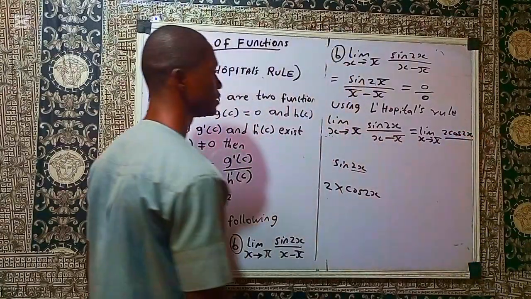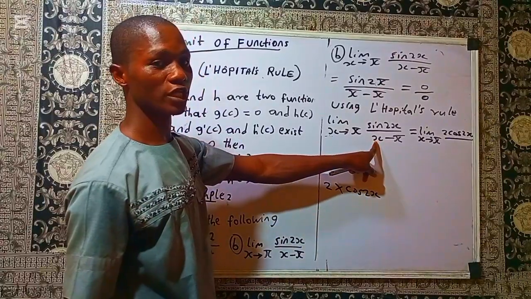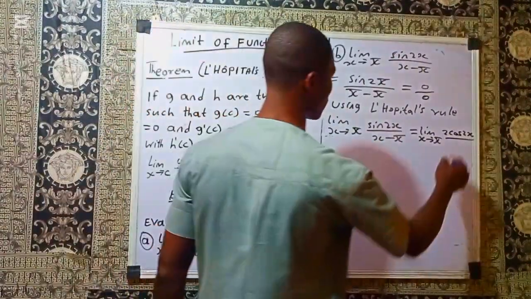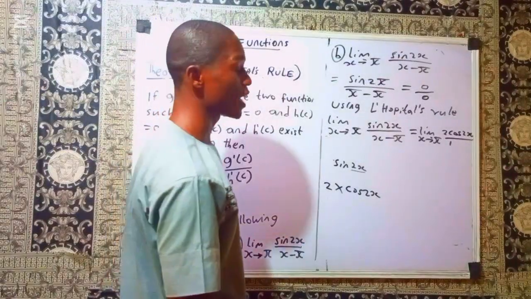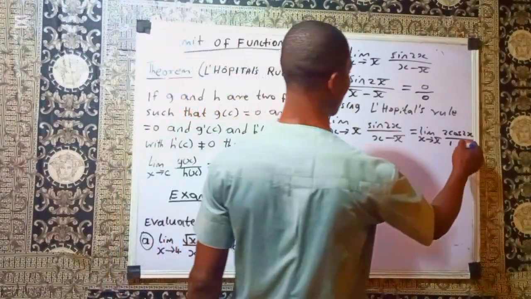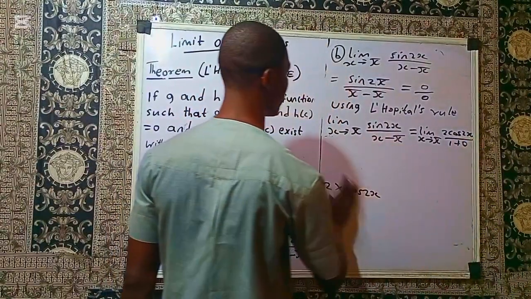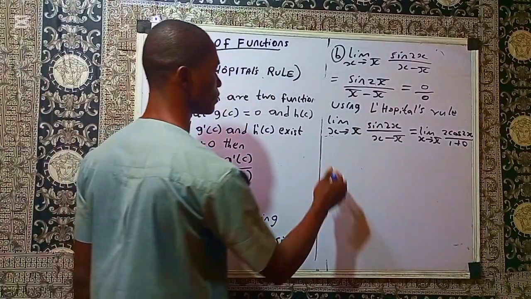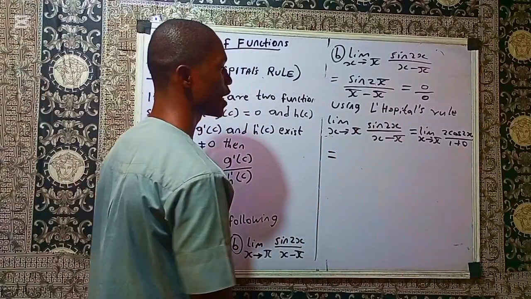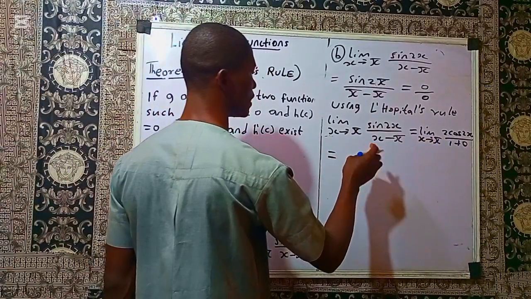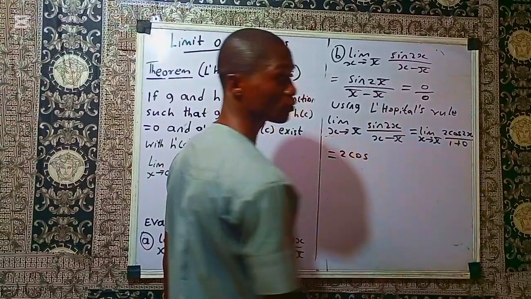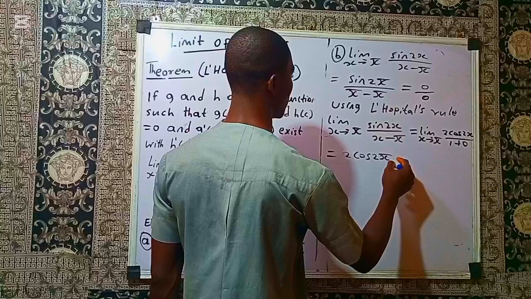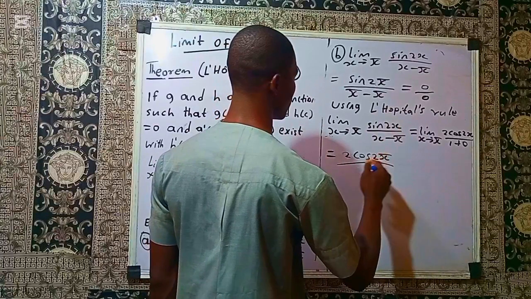All divided by, then you differentiate the denominator. If you differentiate x, you get 1. And if you differentiate minus pi, pi is a constant, you get 0. So this is what we have. We can now substitute the point. X is going to what? Pi. We replace x with pi, so we have 2 cosine of, instead of 2x, it will be 2 pi. Then divided by 1 plus 0 is 1.